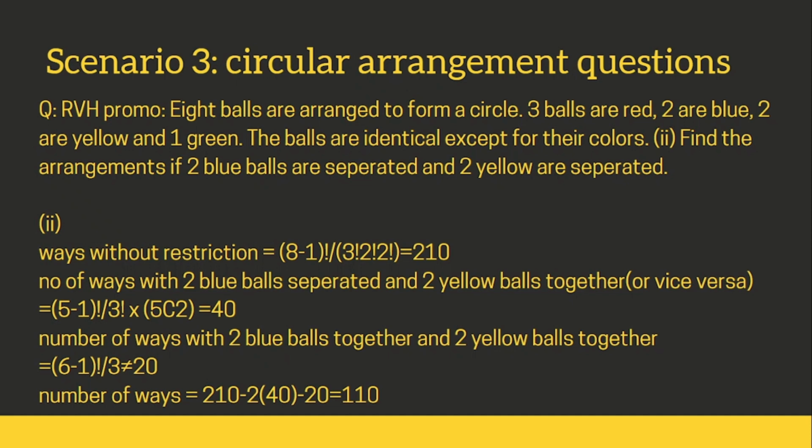which is equal to 40. Then the number of ways to arrange if the 2 blue balls are together and the 2 yellow balls are together is going to be 6 minus 1 factorial divided by 3 factorial, which is just 20. So in this case, the number of ways is just your original 210 minus 2 of the 40 minus 20, which will lead to 110.